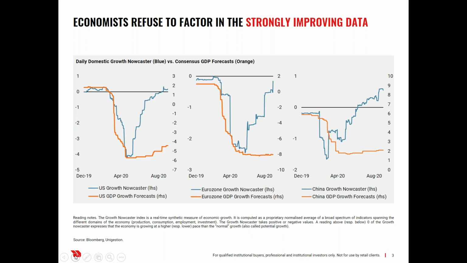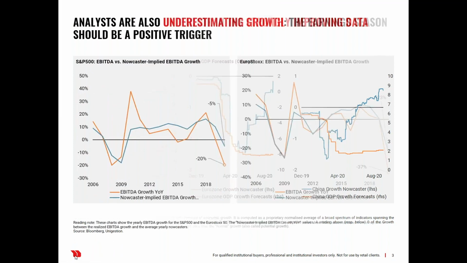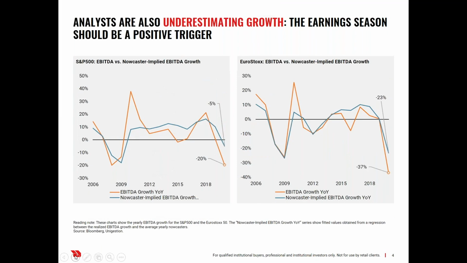Yeah, Florian, if you let me add to that, if we go to the next slide, we can see how analysts share the pessimistic view of economists that you were just talking about, to an extent. What we're looking at here are estimates for aggregate EBITDA growth in orange, versus what our nowcasters would imply based on a simple regression, and that's what's shown in blue. The left chart shows the figures for the S&P 500, and on the right the Euro Stoxx 50. We can see that for 2020, analysts expect EBITDA to contract by 20% for the S&P 500 and 37% for the Euro Stoxx versus their 2019 levels.